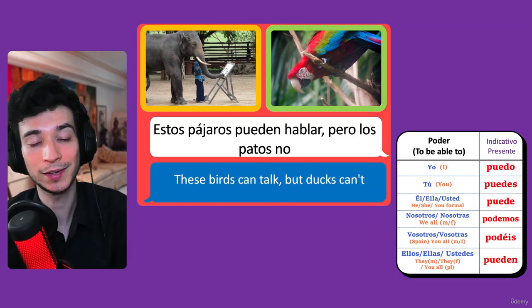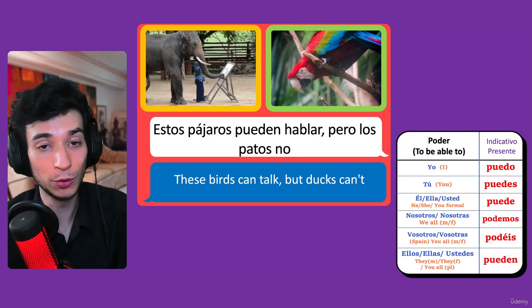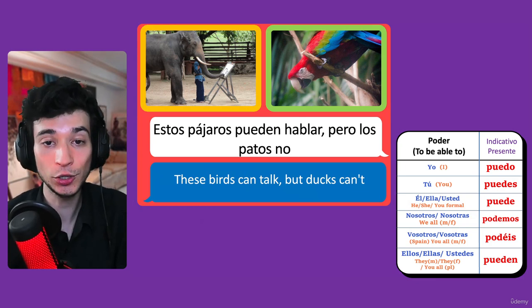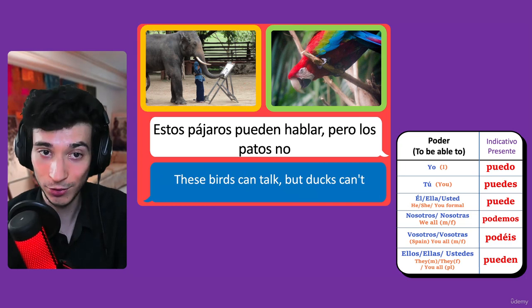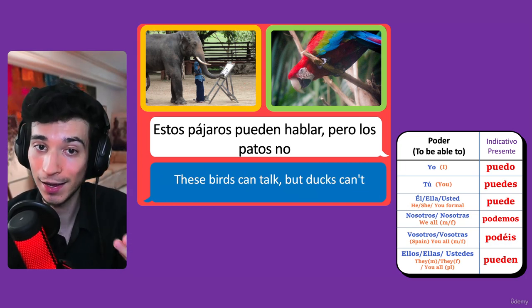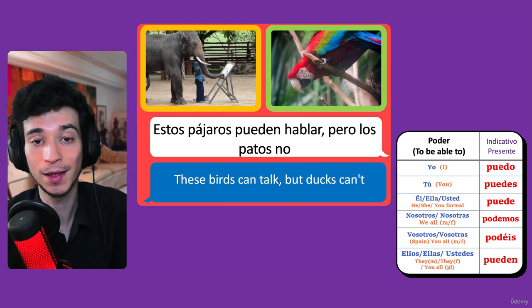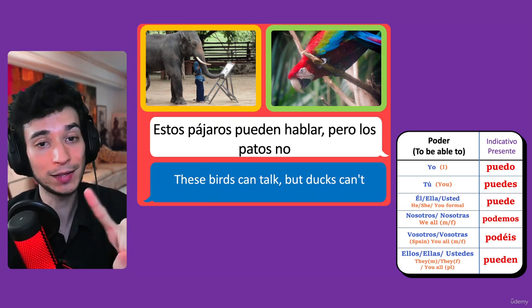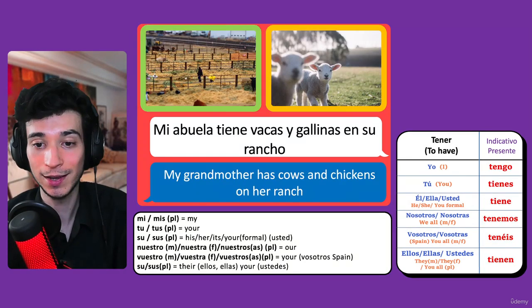Estos pájaros pueden hablar, pero los patos no. These birds can talk, but ducks can't. So in the picture, it's a parrot. Estos pájaros pueden hablar. These birds can talk. And when it refers to ducks, pero los patos no, but ducks can't. Okay, and a few more examples.